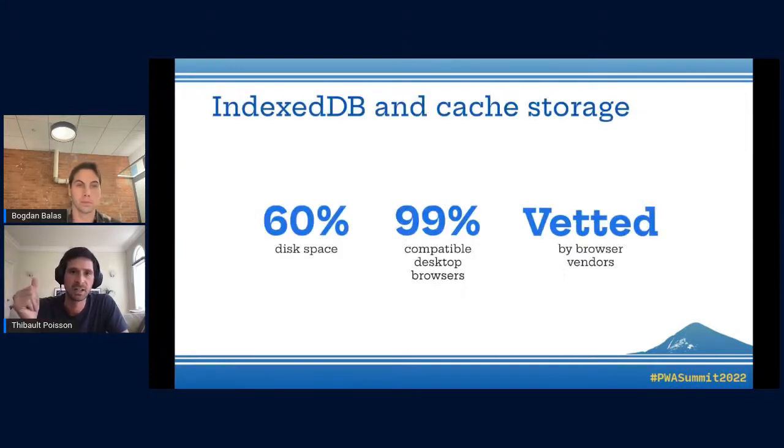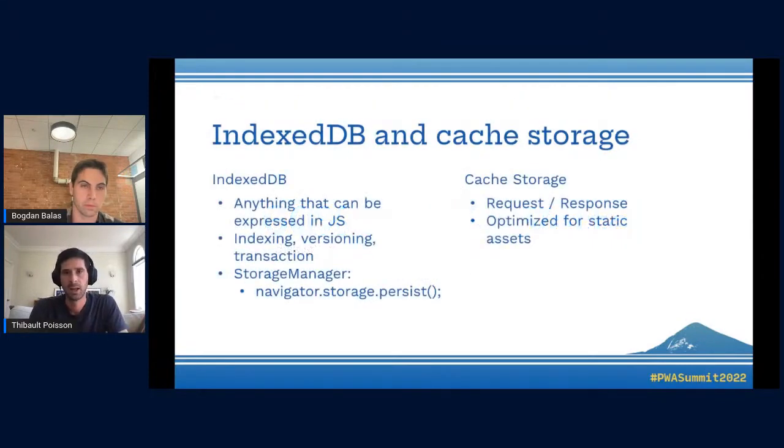We ended up using IndexedDB and cache storage. In particular, IndexedDB allows us to use up to 60% of the disk space that's available on the machine. It's also supported by most browsers that are used to access YouTube. And finally, it's also something that browser vendors are continuously investing in. IndexedDB and cache storage have their own unique features that make them suitable for different types of data. I'd like to pause on a great API of IndexedDB, which is the storage manager.